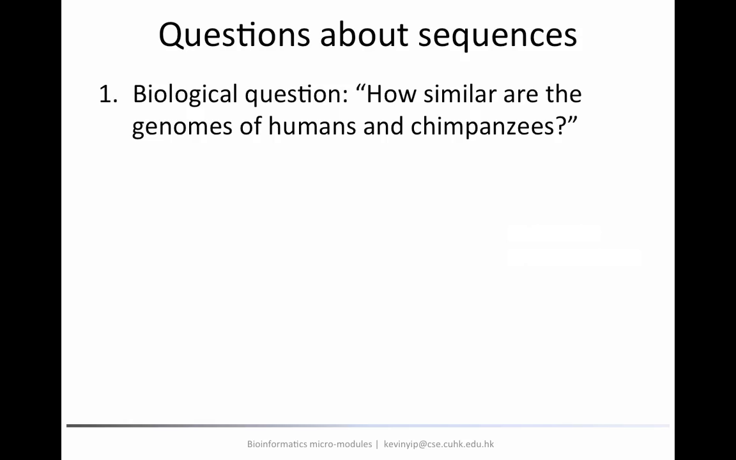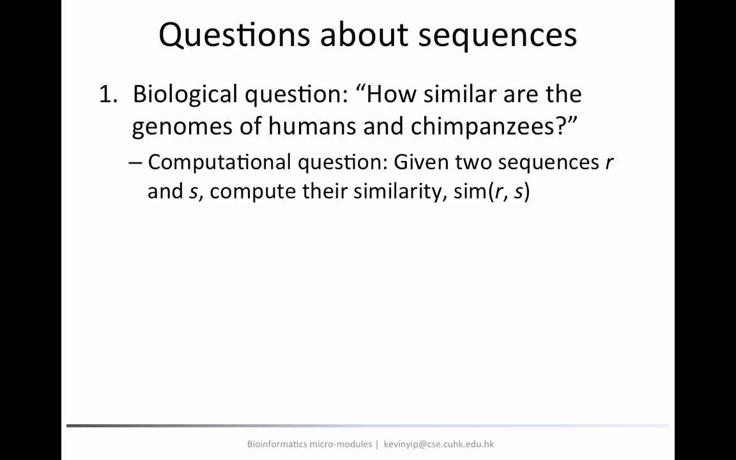There are many situations where we want to find out the correspondence and to compute the similarities. For example, suppose that we are studying humans and chimpanzees, and we want to know how similar their genomes are. The term genome means the whole set of DNA from the different chromosomes. For example, for humans, the haploid set of genomes has around 3 billion characters. Computationally, when we want to study these kinds of questions, we are essentially comparing 2 sequences, and we want to compute a similarity score between them.